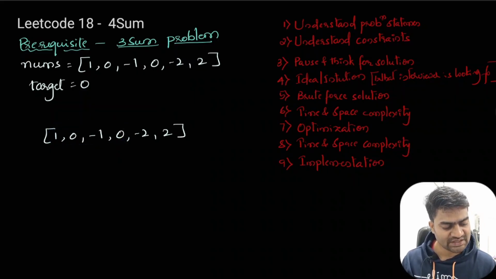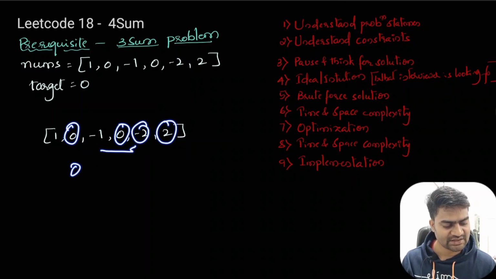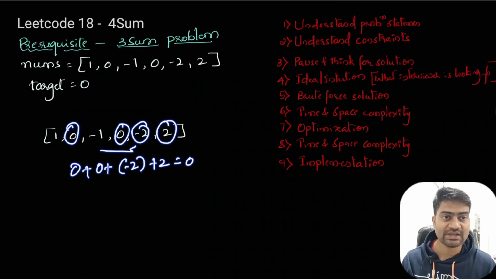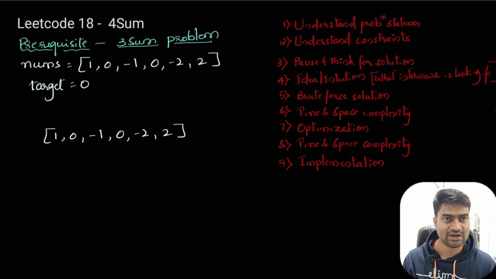Now, if you also see minus 2, 2, 0, 0. Basically, we should always consider four numbers here. So if we consider 0 plus 0 plus minus 2 plus 2, it sums up to 0. This is again equivalent to our target, so this is our second quadruplet. We need to find all such quadruplets and return them.